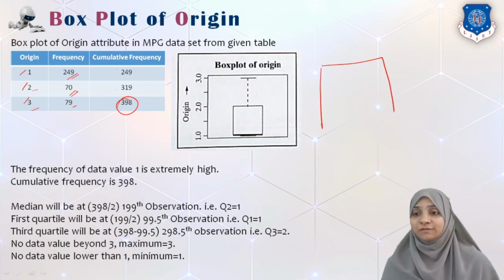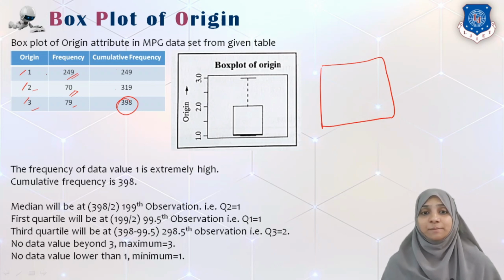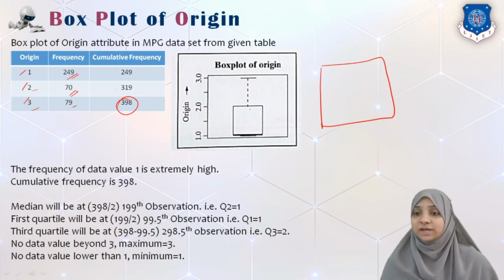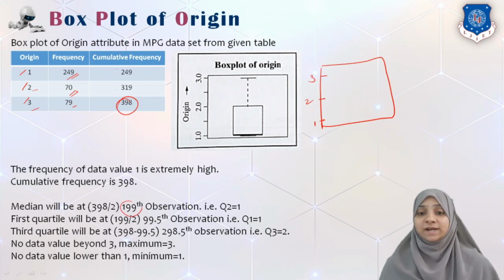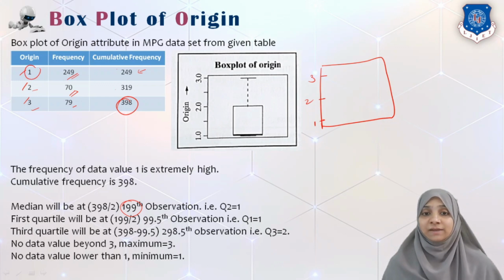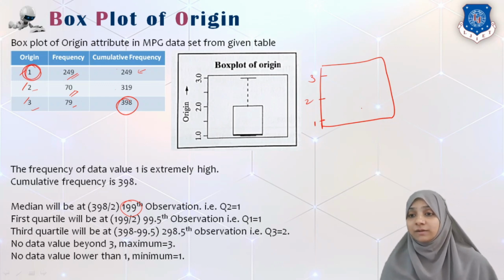Okay, so don't look at this box plot. Let me plot it over this axis. My origin starts from 1 and goes up to 3. So on the left hand side we will start with 1 and go up to 3. Now we have in total 398 samples, and the middle of 398 is 398 divided by 2, that is the 199th sample. Is 199 less than 249? Yes. So my median will have an origin value of 1. So my quartile 2, that dark line, will be at 1.